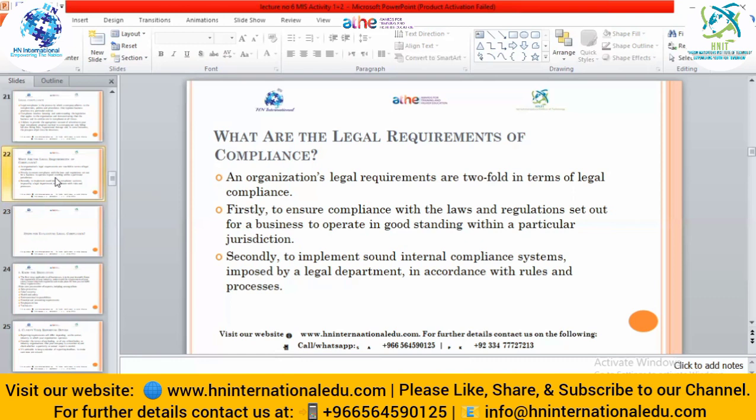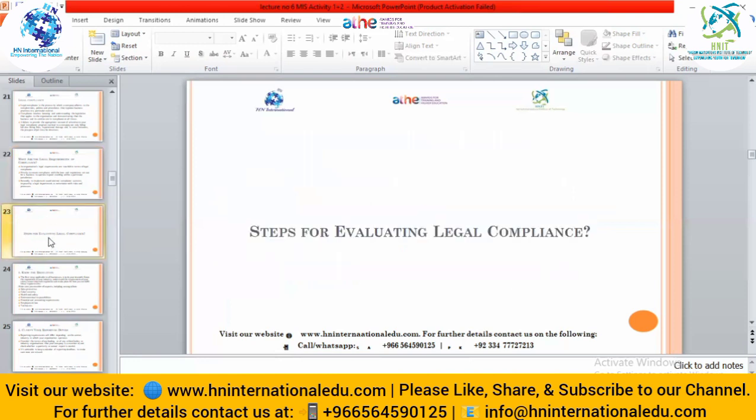Secondly, when we have in-depth knowledge about the laws related to our organization, we have to implement those laws inside the organization, and we have to train our staff so they can coordinate with the rules and process these rules. How can we evaluate whether we are legally compliant or not?